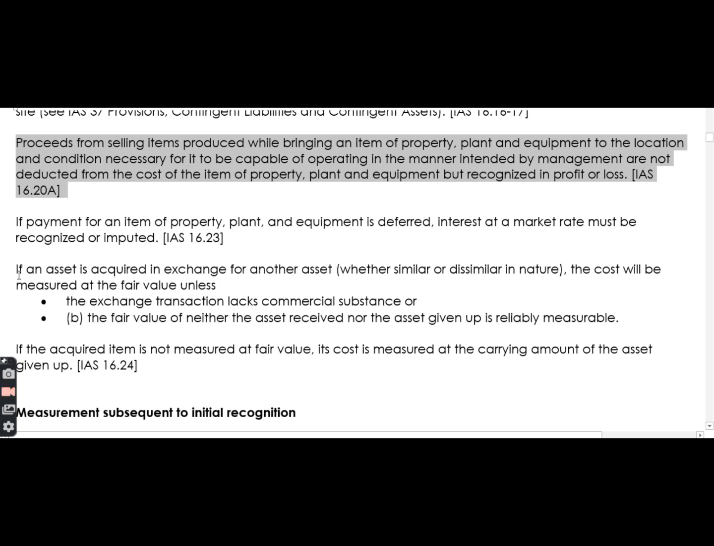Okay? Kapag may exchange naman, we also need to consider what type of exchange happened. Nag-exchange ba tayo ng parehas na asset to asset? Did we exchange an asset with a liability? Did we exchange the asset with equity? So we need to consider that. Meron tayong discussion na ganun in detail.